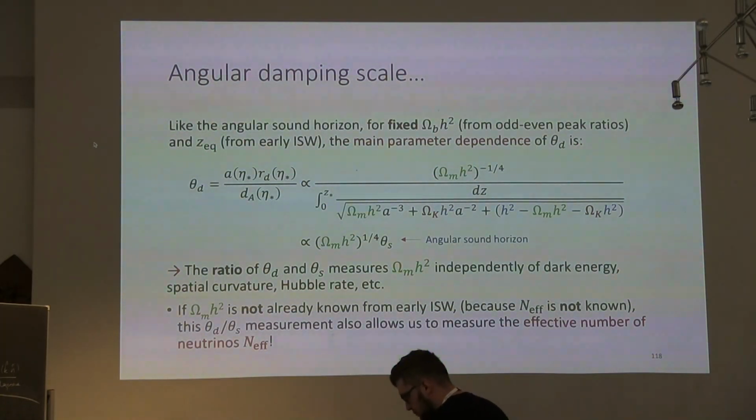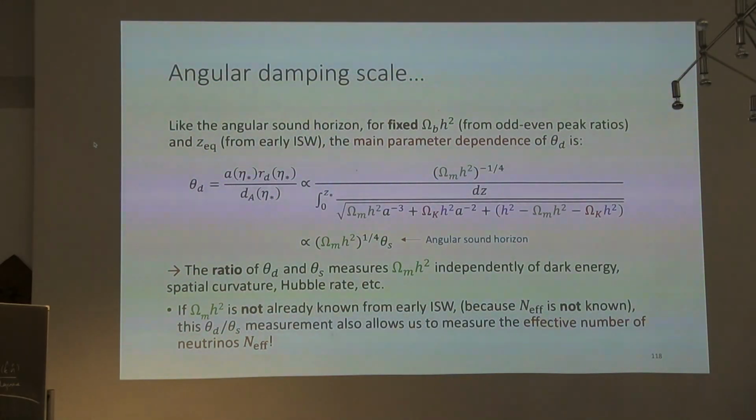Okay? And this is true whether or not you know your dark energy and your radiation content. Remember that if you use early ISW to get to omega_m h squared, you have to make an assumption about the radiation content. Here you don't. You get these two ratios, out pops the omega_m h squared, and it's completely independent of what you assume for spatial curvature, dark energy, etc. That's great because if I can get an independent measurement of omega_m by just looking at the ratio of theta_d and theta_s, then I can also figure out what the radiation content is by going back and looking at the ISW effect.